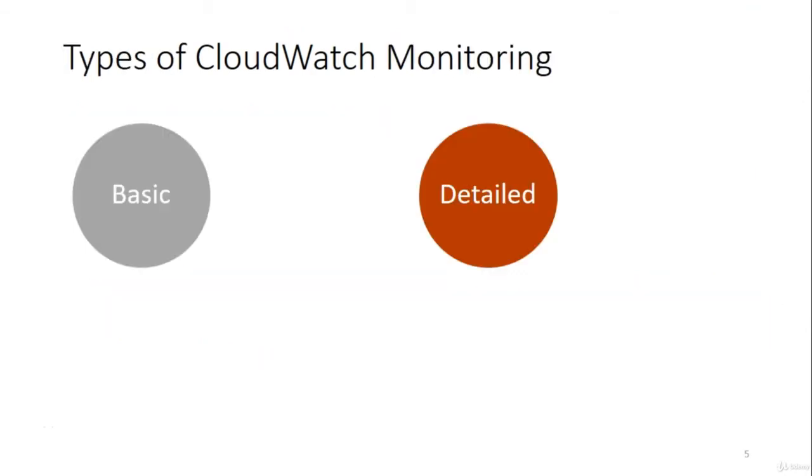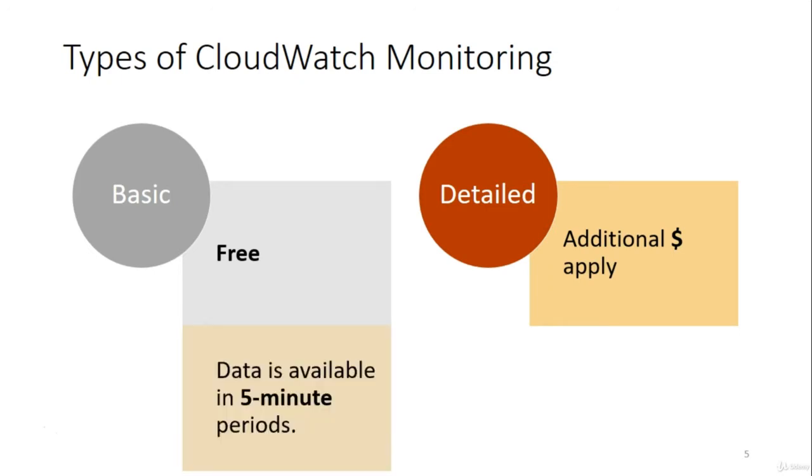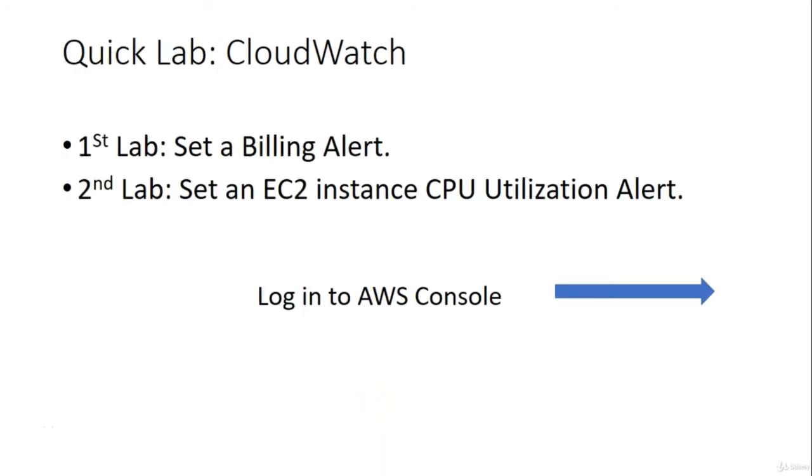Now let us see types of CloudWatch monitoring. So there are two: basic and detailed. Basic is free, detailed will cost a few dollars. In basic, data is available in 5-minute periods, whereas in detailed, data is available in 1-minute periods. So detailed is quite precise, and it would be advanced as well. So for production usage, you need to go ahead with detailed, but just remember it will charge some extra dollars as well. Here in this lecture we will also see two quick labs on CloudWatch.